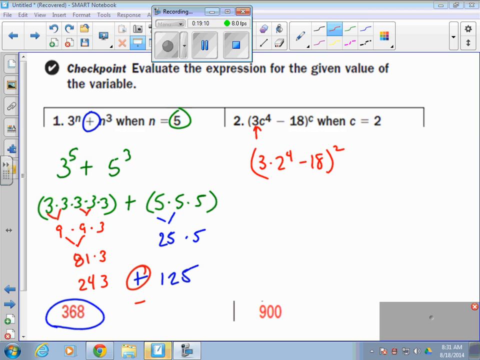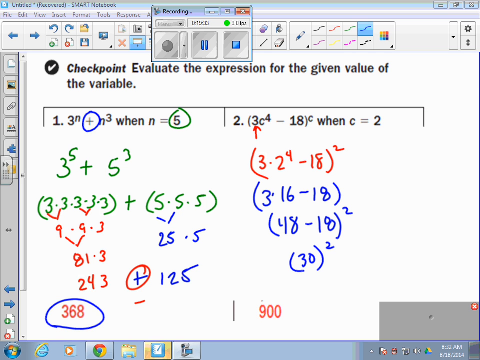Okay, so now we're looking at something like this. Again, you still do 2 times 2 times 2 times 2, which is 16, times 3. Notice that's inside the parentheses. That's the mistake I made. 3 times 16 is 48, minus 18, and it's going to be squared. 48 minus 18 is 30 squared, which means 30 times 30, which does in fact give you the number 900.